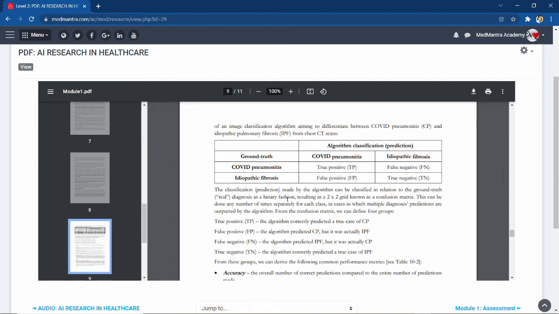From the confusion matrix, we can define four groups. The four groups are true positive, false positive, false negative, and true negative. True positive means the algorithm correctly predicted a true case of CP, COVID pneumonitis. So ground truth, COVID pneumonitis, algorithm prediction, COVID pneumonitis. So this is correctly diagnosed by the algorithm. So this is true positive.